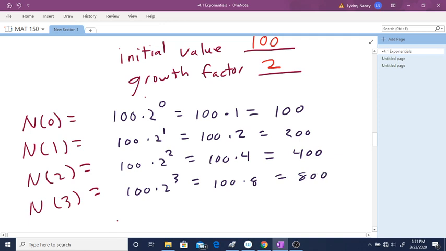Now let's look at the pattern. The initial value is 100. That's n of 0. And what it does is it doubles. So 100 doubles to 200. 200 doubles to 400. 400 doubles to 800. So without doing any kind of calculations, for n of 4, I'm just going to double 800. I'm not asking you this, but I could. What is n of 4? Well, that would be 1600.